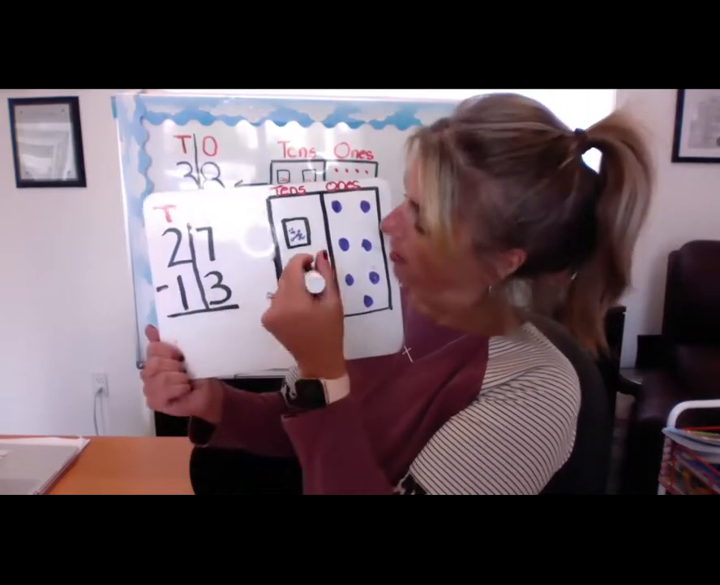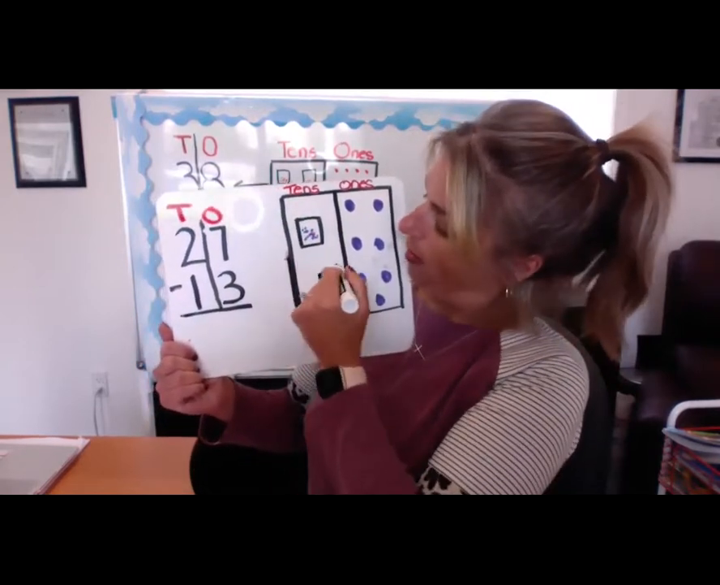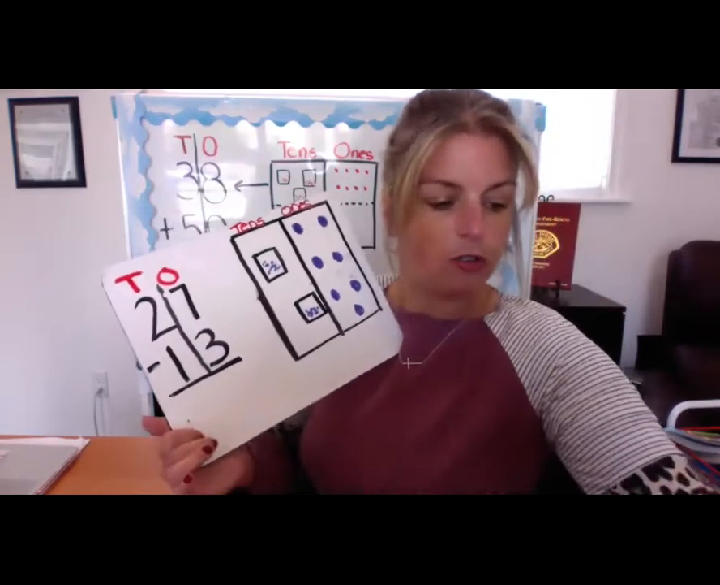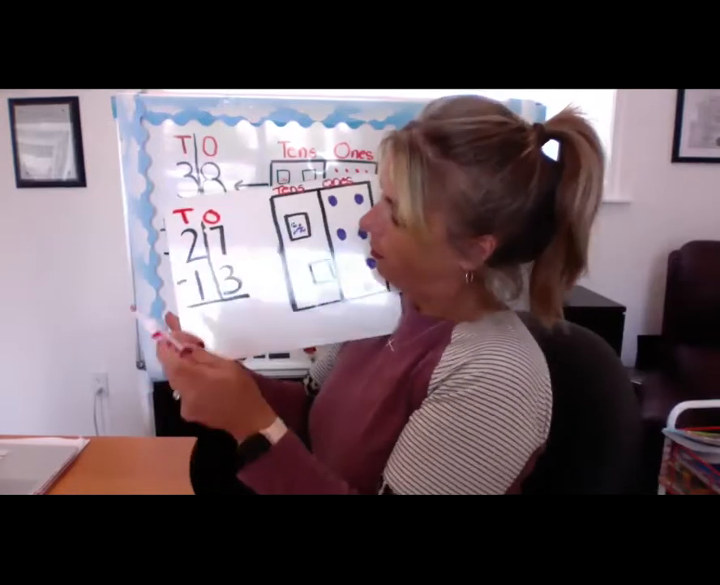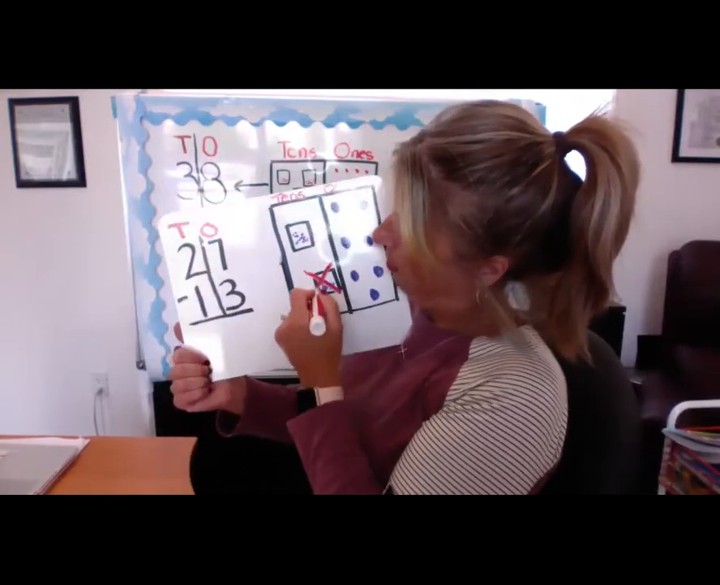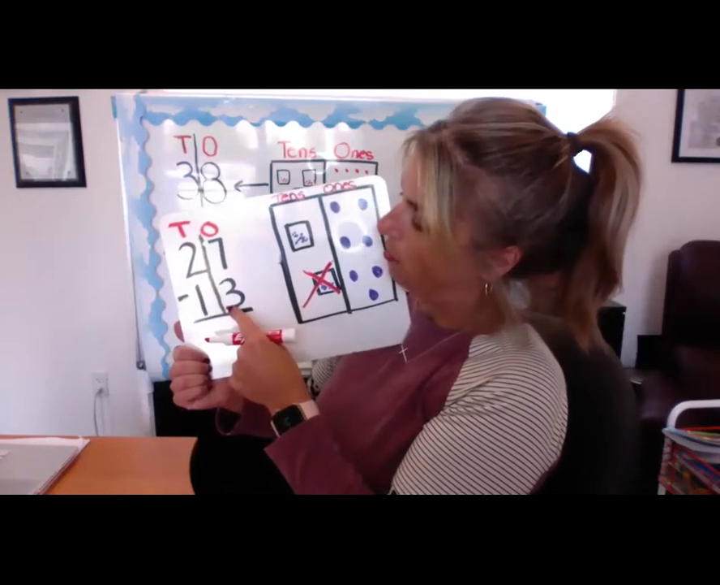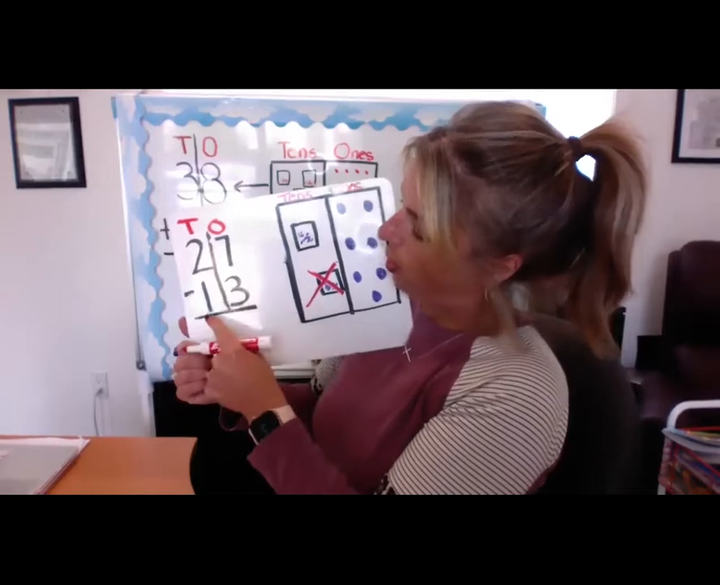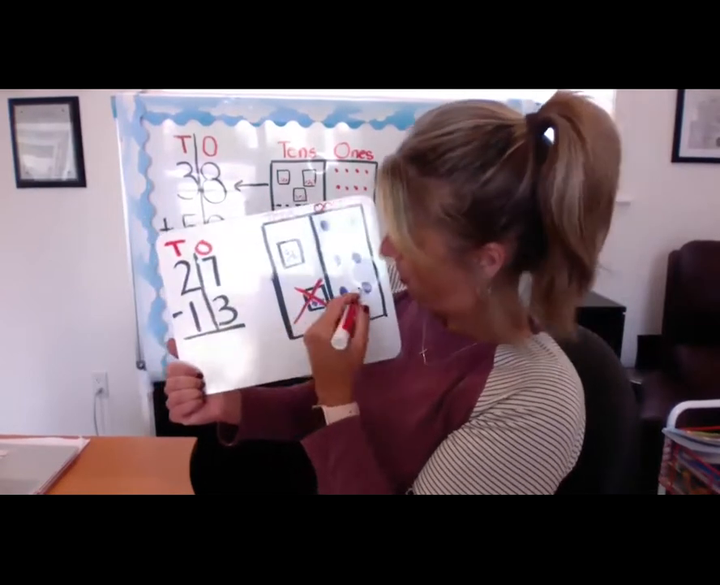We're going to take away 1 ten. So let me take away 1 ten. Let me get my red marker so you could see it here. I'm going to take away 1 ten. And I'm going to take away 3 ones. I have 27, which is that picture. I just took away 1 ten. Now I'm going to take away 3 ones.